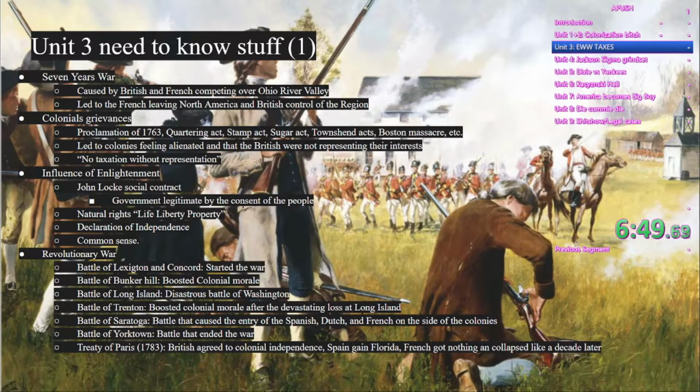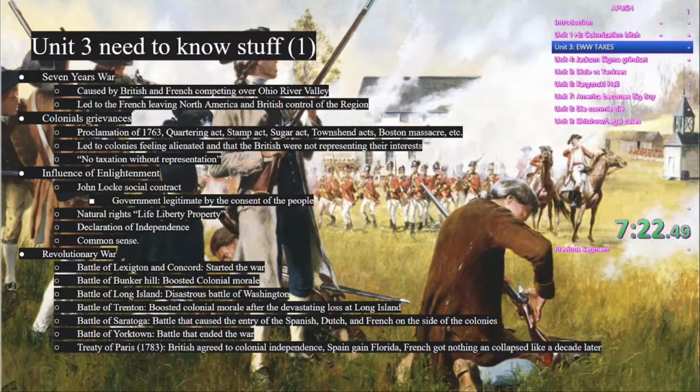Now, what you need to know for colonial grievances leading up to the Revolutionary War is the Proclamation of 1763. Pretty much, colonists could not settle beyond the Appalachian Mountains. The Quartering Act forced colonists to house British troops. The Stamp Act, Sugar Act, and Townshend Acts enacted a bunch of unpopular taxes on the colonies, which led to the motto "no taxation without representation."